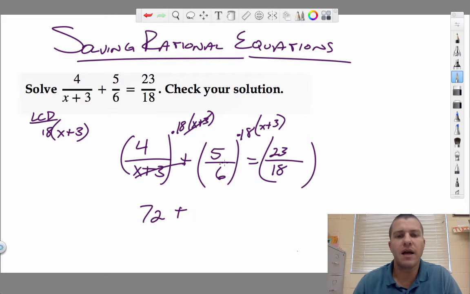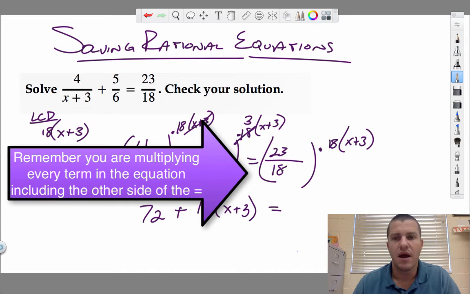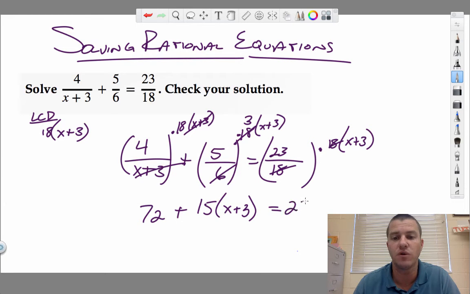When I'm multiplying it to this one, the 6 will cancel out the 18, but it will make that a 3. 6 goes into 18 3 times. But the denominator will still cancel out. And then 5 times 3 is 15, and that's still times x plus 3. And then when I do this last term, remember you got to do it to every term. The 18 cancels out completely, and I have 23 times x plus 3.